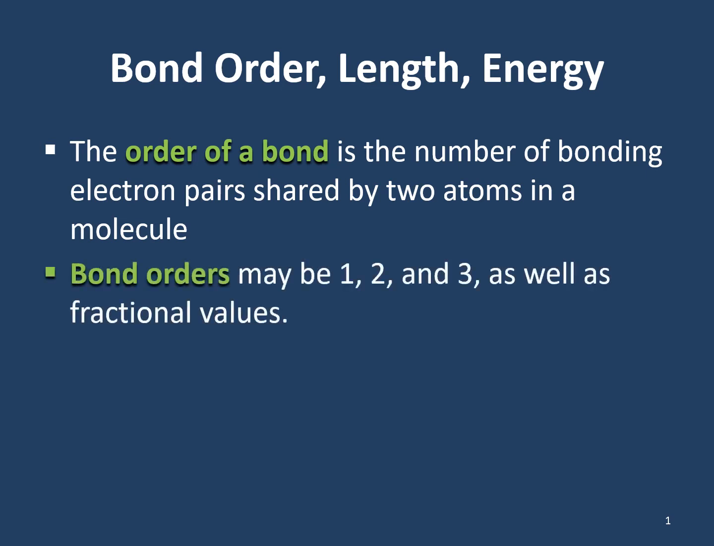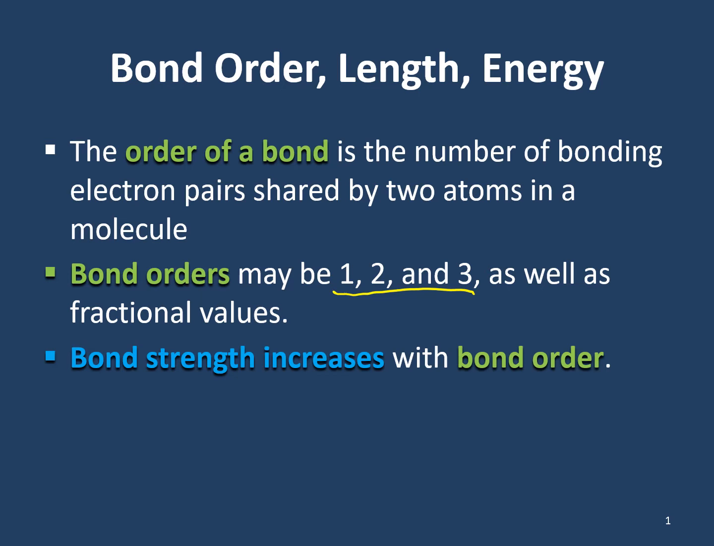Now, most of the time, our bond orders end up being 1, 2, or 3, depending on if we have a single, double, or triple bond. But there are fractional values as well, and we'll get into that on the next slide when talking about resonance.